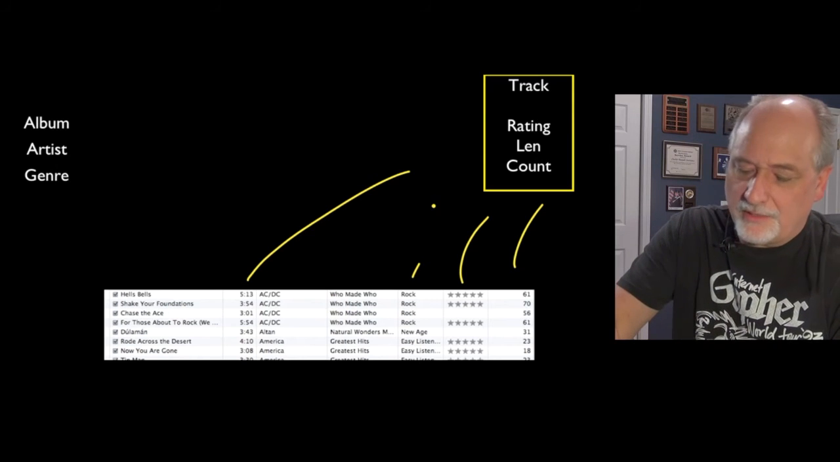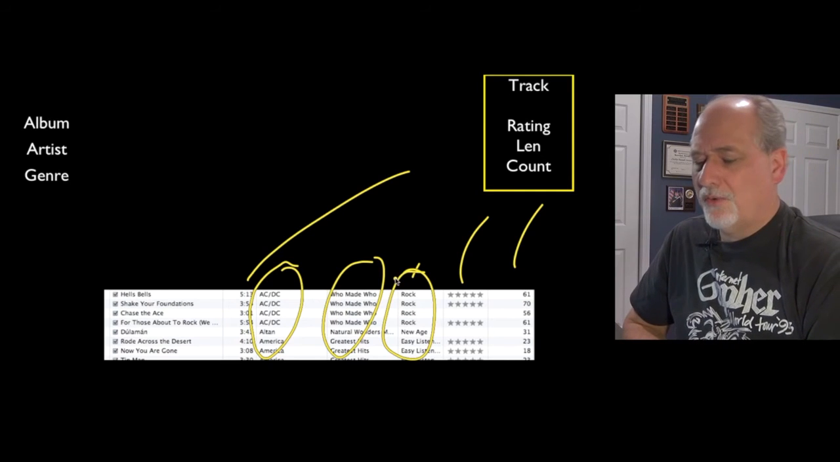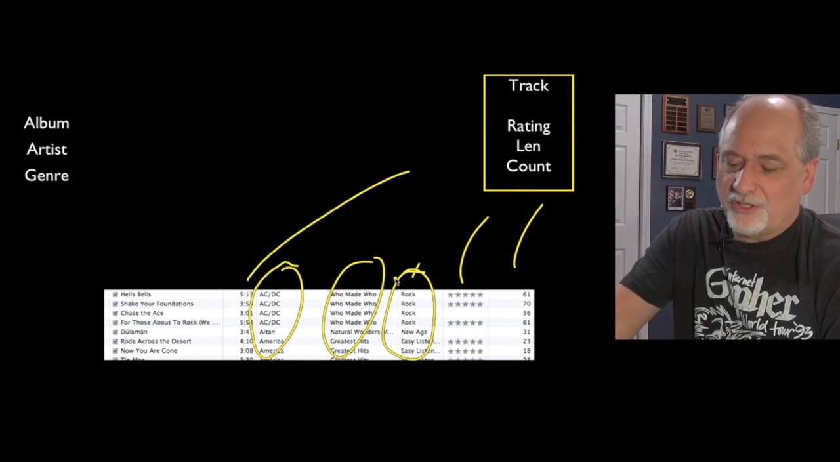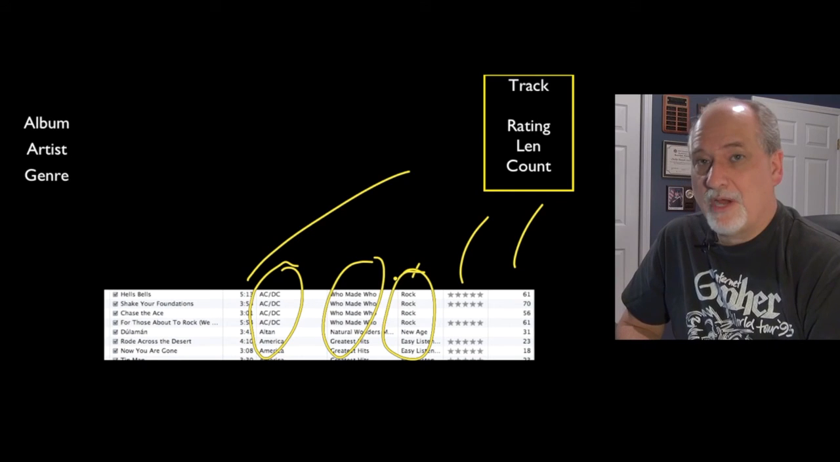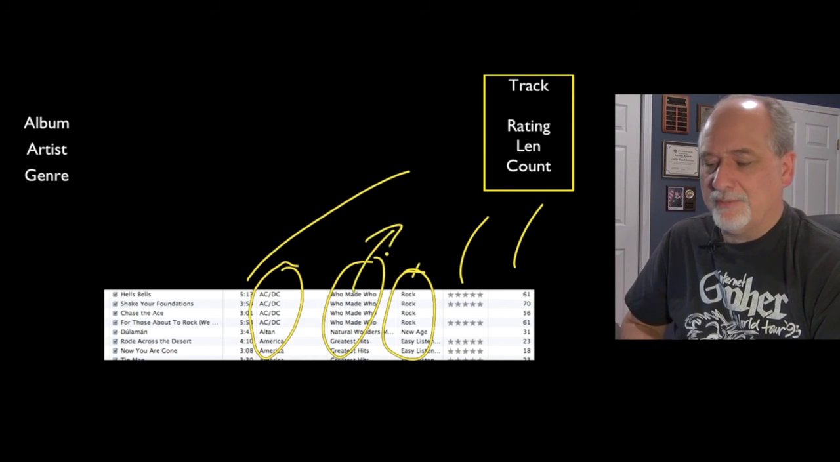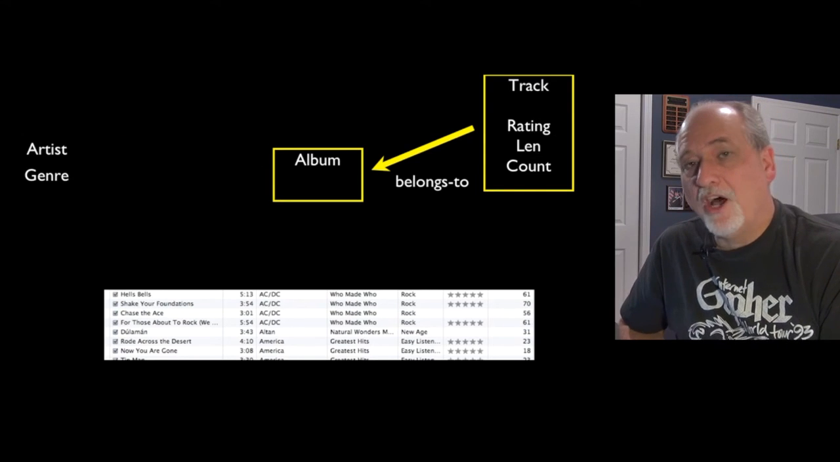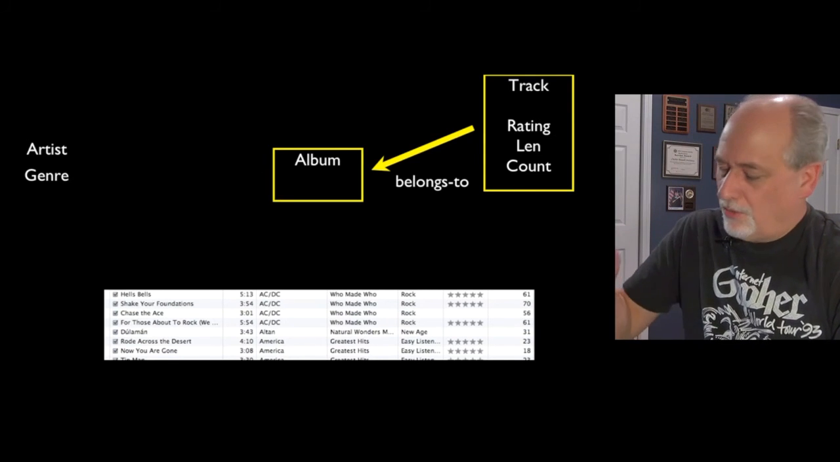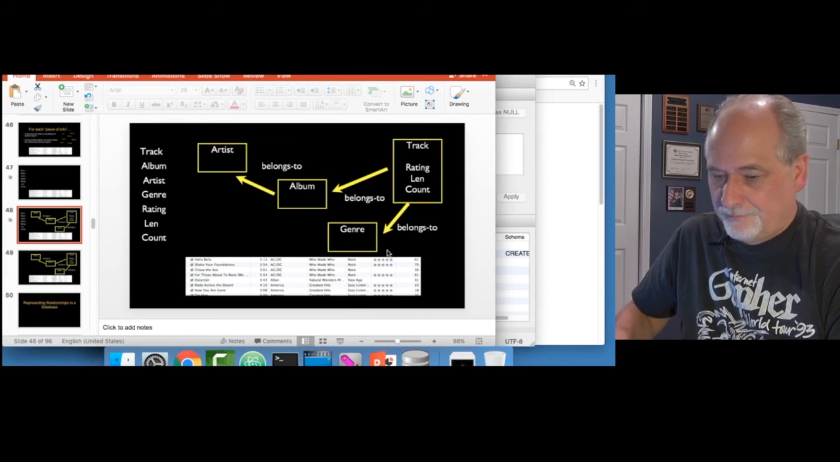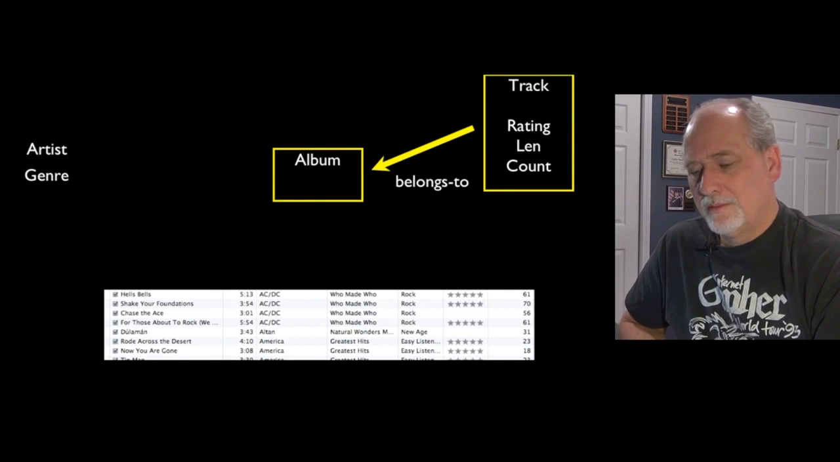And then the question is, the remaining things are the artist, the album, and the genre. We've got some vertical duplication, so we're going to say, okay, this track probably belongs to an album. So let's pull out the album into its own table.